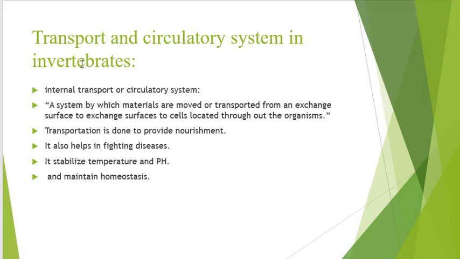How can we define a transport system? Any system by which materials are moved or transported from an exchange surface to exchange surfaces to cells located throughout the organism. It means the materials are transported with the help of a surface that allows the exchange to another surface that also allows the exchange of material, and this system is responsible for transportation of materials throughout the body of a living organism.